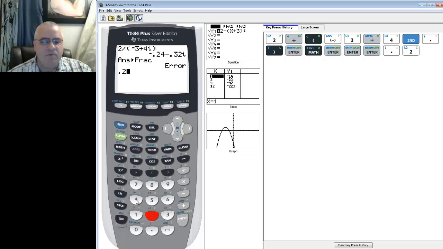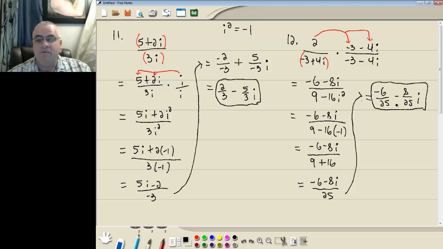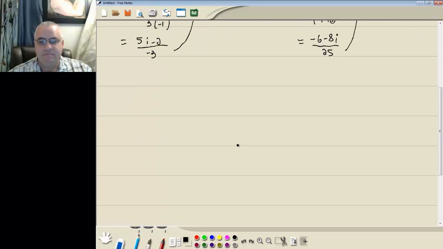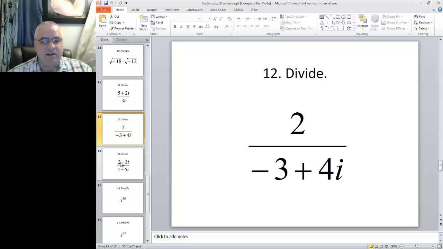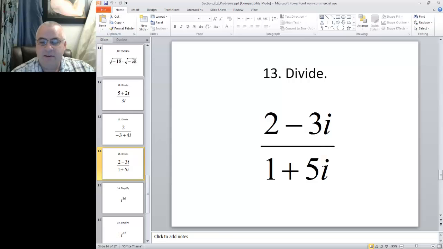How about if I put in 0.24 and do math, enter. That works. 0.32, math, enter. And that works. Well, negative 6/25 and negative 8/25. You should not have to do that on your calculator. That's almost a guarantee. I won't put any money on it or anything, but I've had students plug these in for 15 years. So I'm guessing it's a problem with the emulator here. Some students hate doing these fraction ones, so they'll use their calculator on them. Okay, let's take a look at this one.